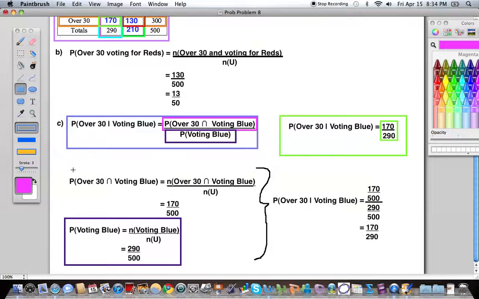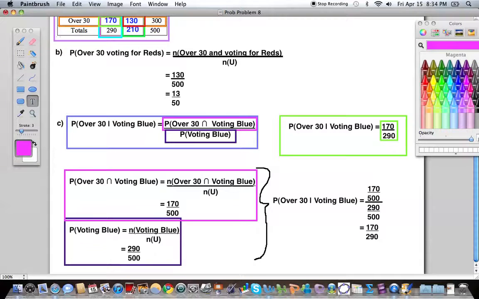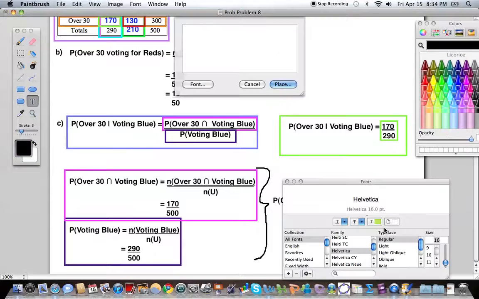So we can use these two things that we found and plug them into our formula. So the probability of a person being over 30, given that they voted blue, is 170 divided by 500 divided by 290 divided by 500, which is equal to 170 divided by 290. We can easily reduce this to 17 over 29.